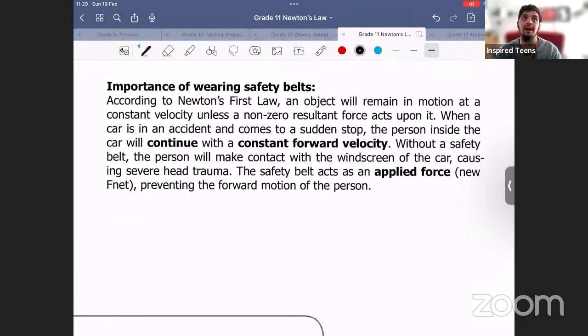So basically, if you are traveling at 120 kilometers per hour and you meet up in an accident, you bump into someone, of course, your car is going to slow down. Maybe your car slows down in a few seconds, even to 0 kilometers per hour. Let's just say in 3 seconds, your car stops, it comes to 0 kilometers per hour. In that 3 seconds, because it's such a short time, you are traveling at 120 kilometers per hour. Your car is traveling at 120 kilometers per hour, and so are you, the person in the car. So because of that, your body wants to continue traveling at 120 kilometers per hour.